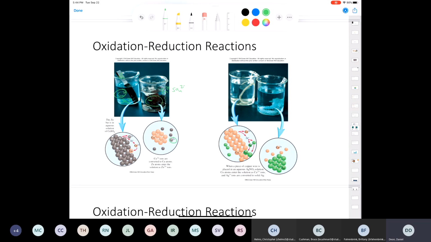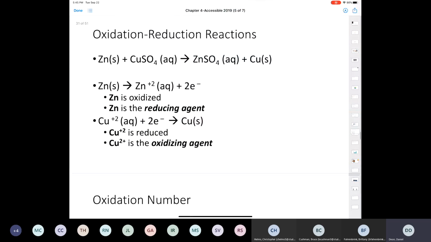Here's another example. It says when a piece of copper wire, so this is a piece of copper wire right here, is placed in an aqueous solution of silver nitrate. So this has silver cations and nitrate ions. The solution of Cu2+ and NO3- ions is formed, and the silver ions are converted into solid silver. So what happens here is that the copper is going to lose electrons, right? It's going to get oxidized, and in the process, the silver will gain electrons, and it ends up depositing. So it basically ends up precipitating. So that's oxidation and reduction, and those are two examples of redox reactions.